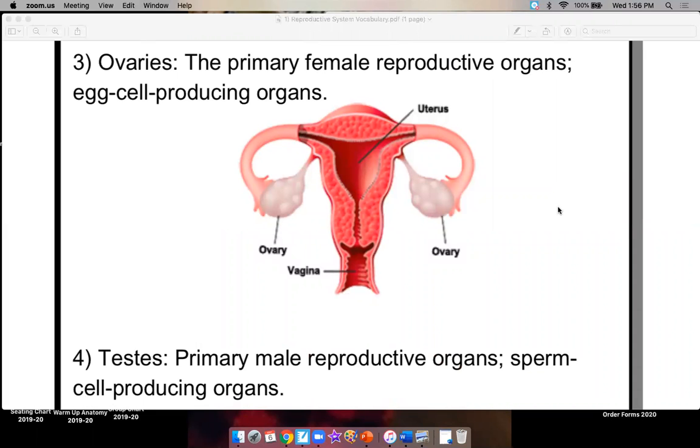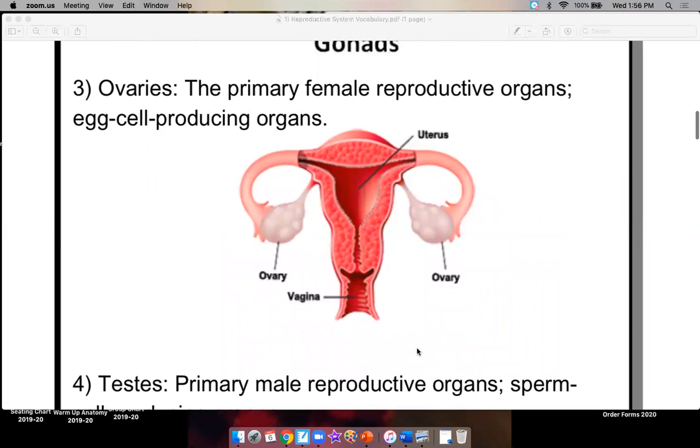Ovaries for ladies. By the way, this picture is your standard textbook picture, but it is not 100% accurate. Imagine this being laid down. This looks like someone took it and picked it up. In the notes, I have a better picture to show you a three-dimensional picture of actually how it lays in your body, but this is better for showing the details. Ovaries are these white things off to the side. This is the primary female reproductive organs, the cell-producing organs. This is where your eggs come from.